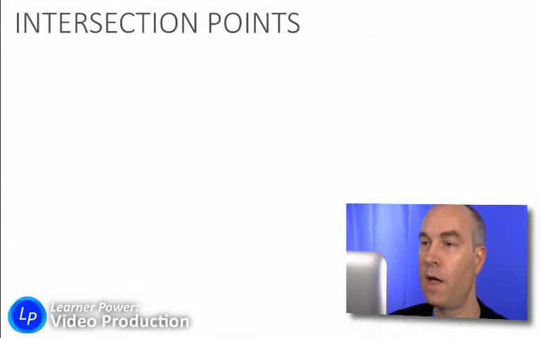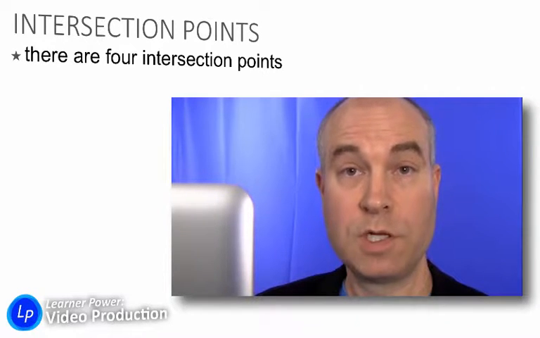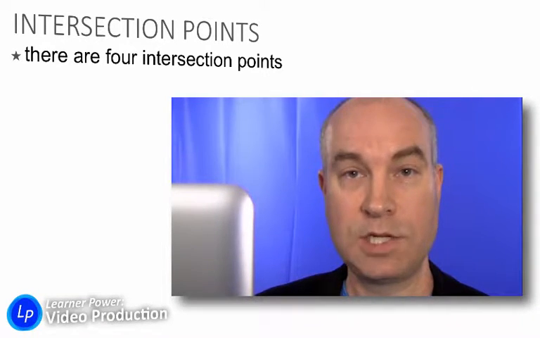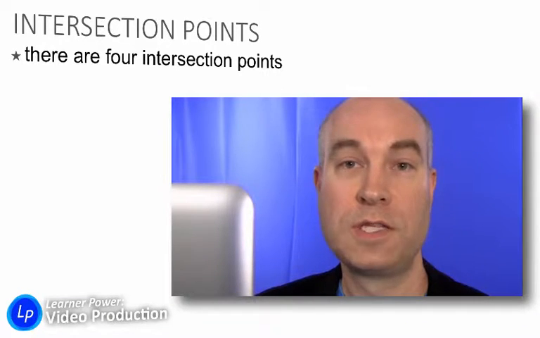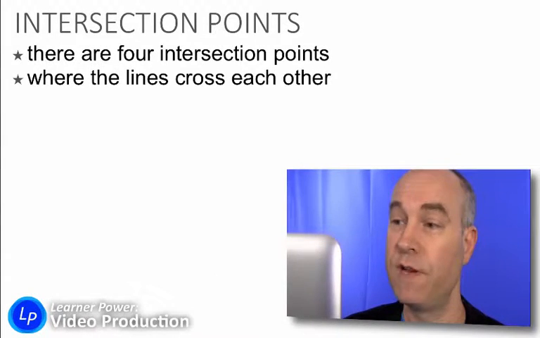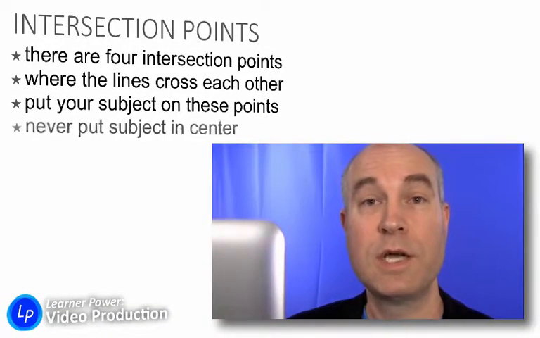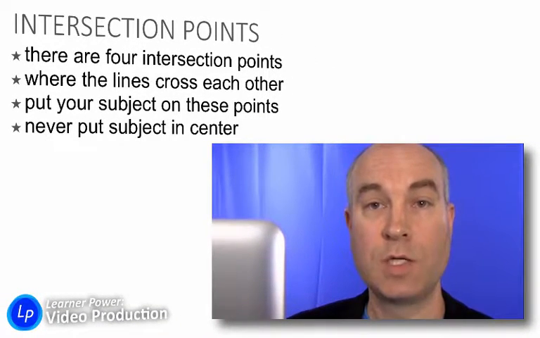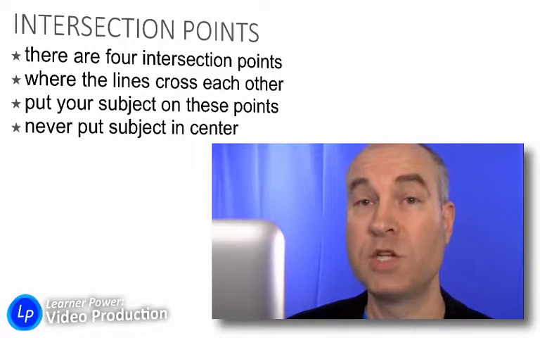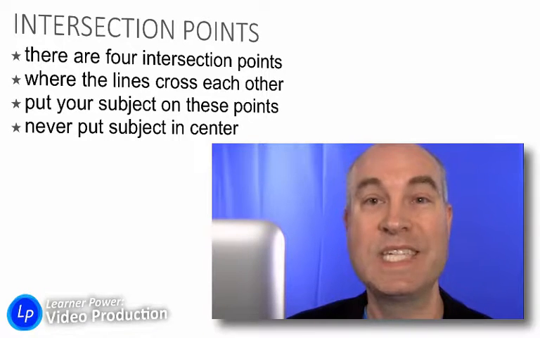Let's talk about the next thing, which is intersection points. There are 4 spots on this rule of thirds where the lines intersect each other. Those are the 4 golden zones, the 4 hot spots, and these are what you're going to learn to look for when you're shooting video. Anywhere these lines cross each other is the place where you want to put your subject. So putting the subject of the shot on one of those 4 zones will make your shot look much better, look more polished.